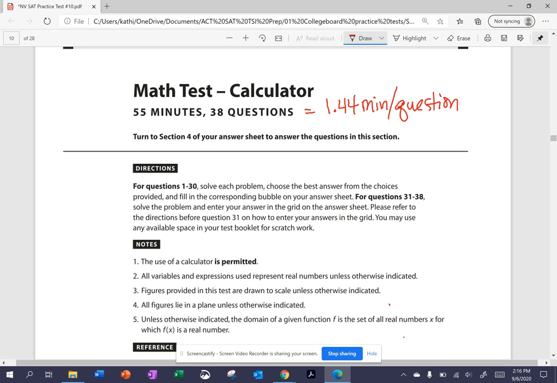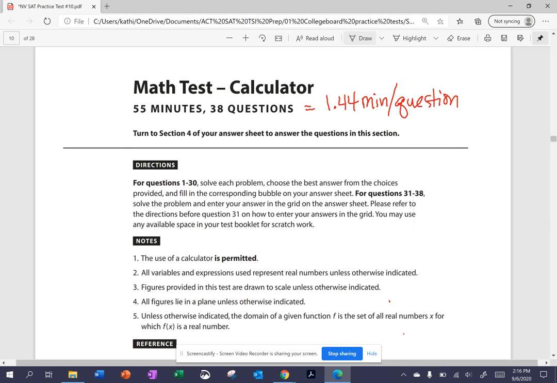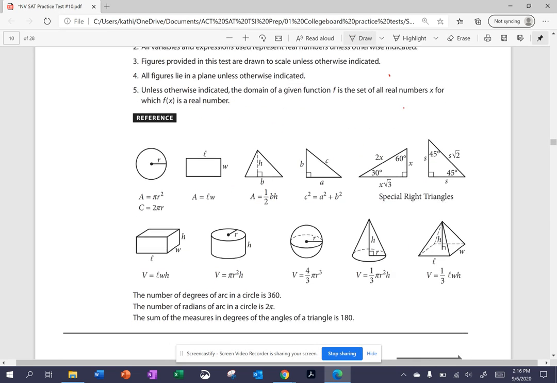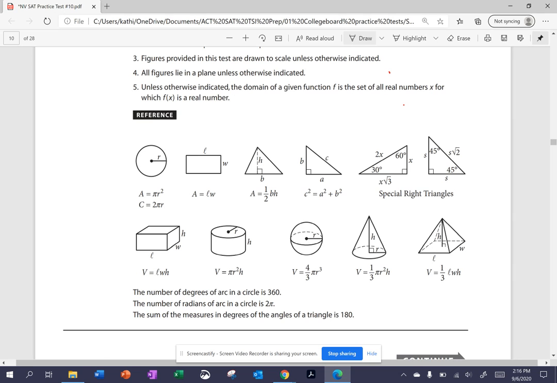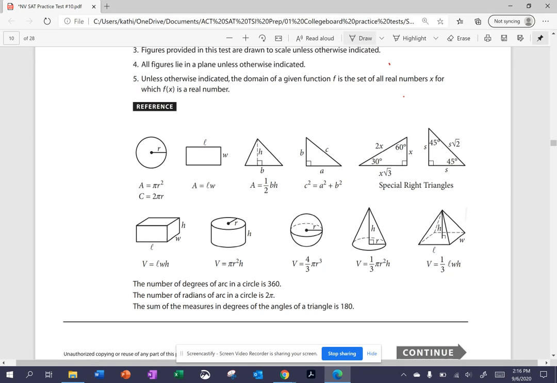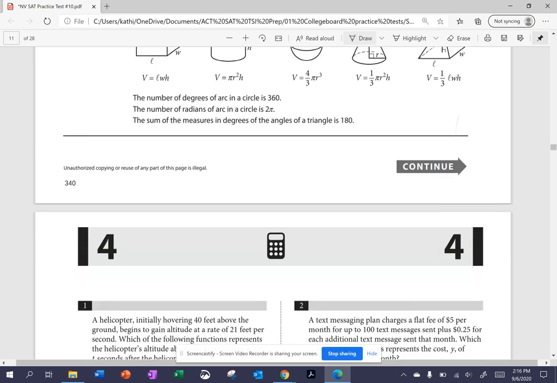These are the exact same directions as the non-calculator questions. The only difference is you're allowed to use a calculator. I have the same formulas and the same information. Anything that's not given, you're expected to have memorized.